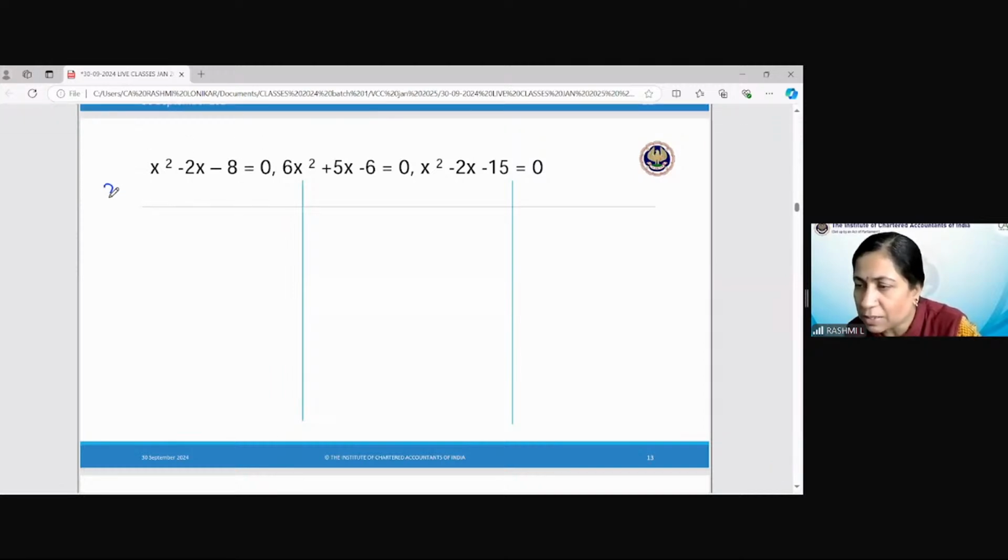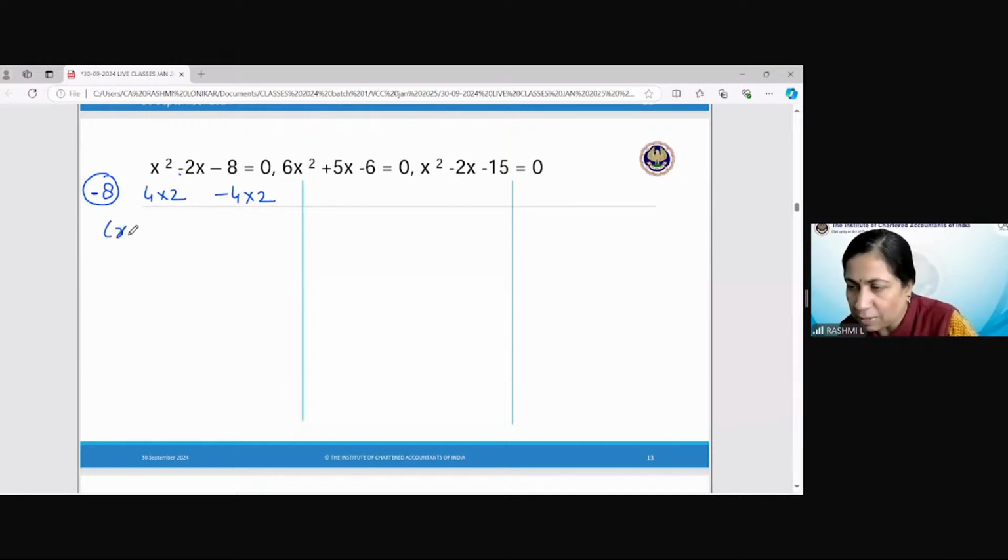Here the number is 8. So what will be the factors? 4 into 2. I have a minus 2 here, so it will be minus 4 into plus 2, because here the number is minus 8. You remember, I'm just revising what we have done in school. So 8 has the factors 4 and 2, and because I need a minus sign, it will be minus 4 into 2.